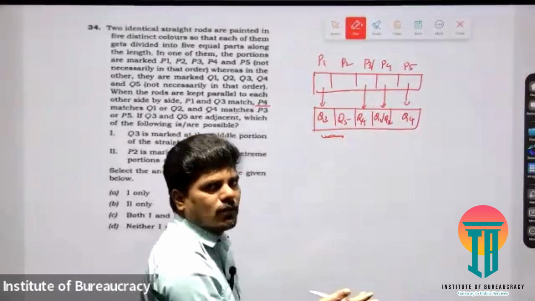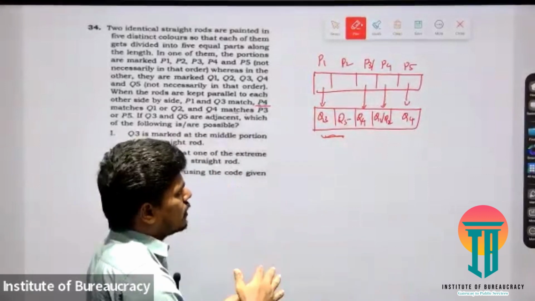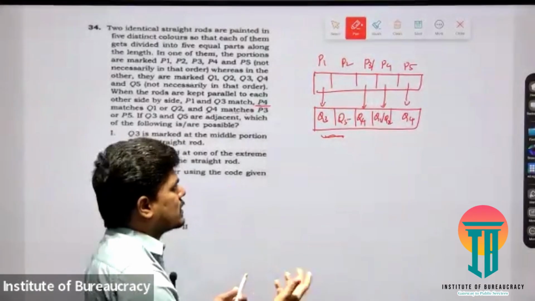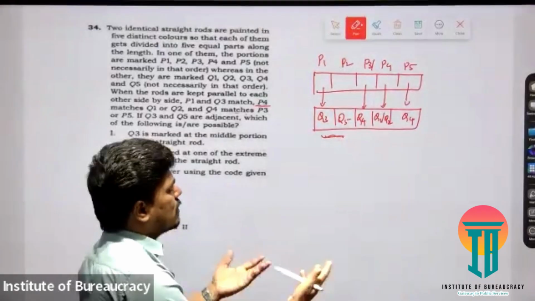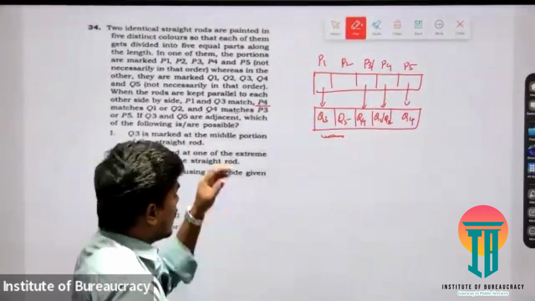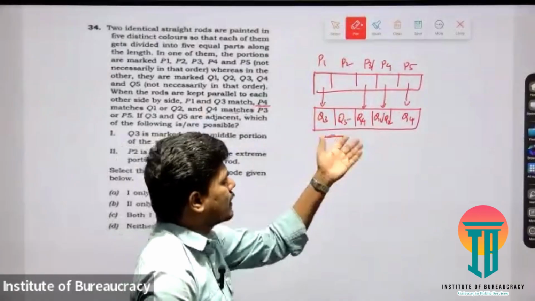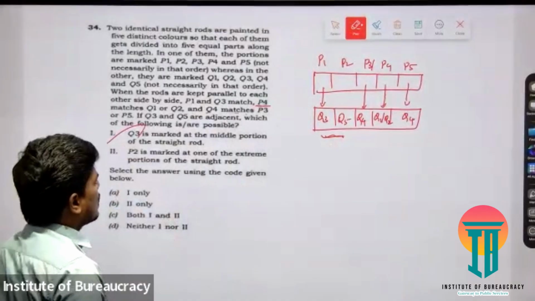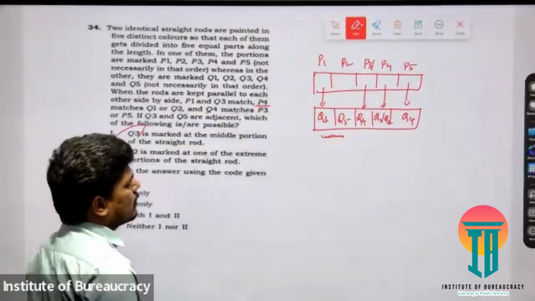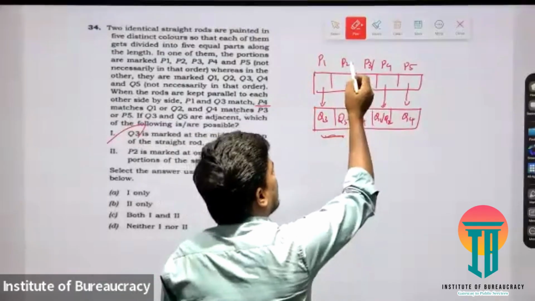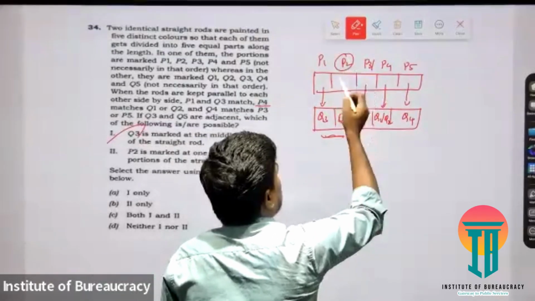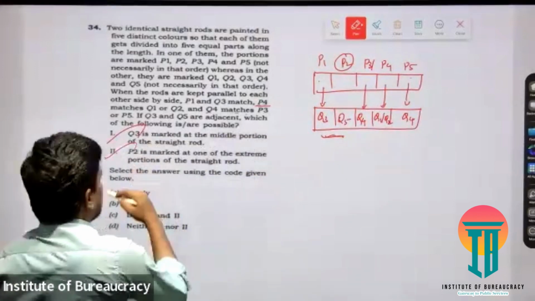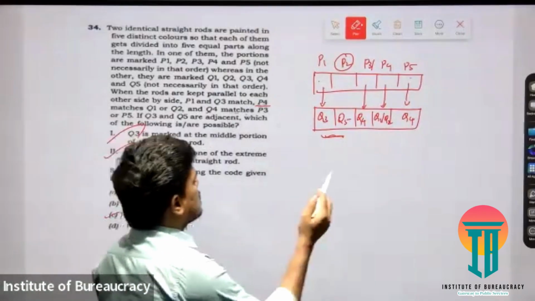It can come. They have not said what exact relation between Q1, Q2, Q3, which is left, which is right. The exact position they didn't give. As per the given information, it can come in any place, in the middle place also, not an issue. P3 is marked at one of the extreme portions of the straight rod. Again, there is no restriction. You need not take P2 as here, the second question. You can take P2 here also, not an issue. This is also correct. So both are correct for this question.